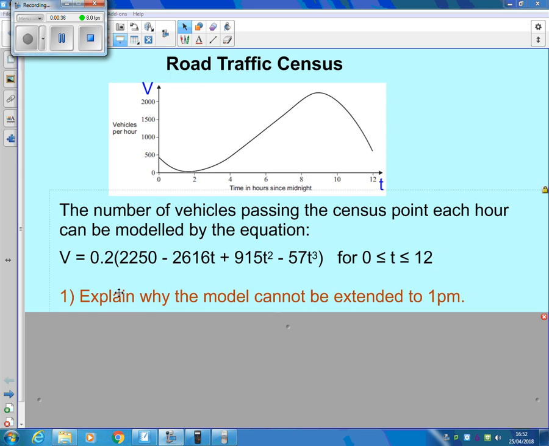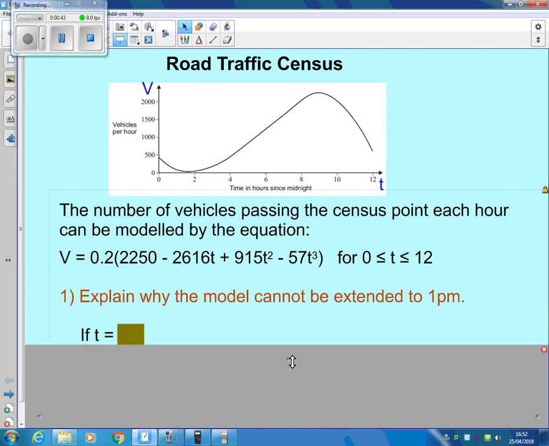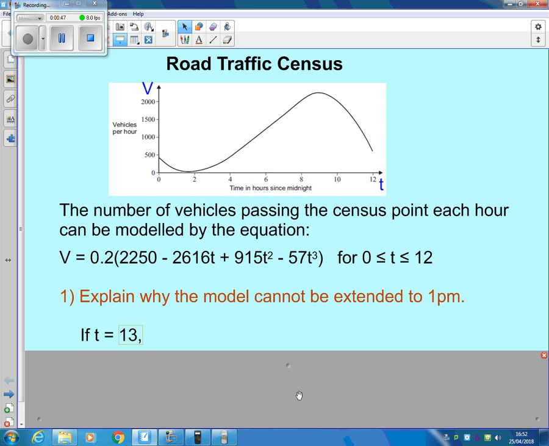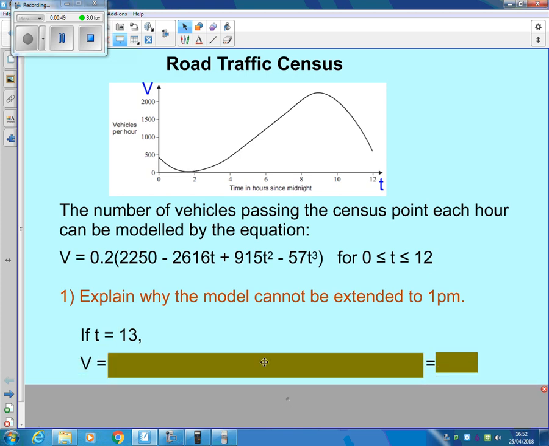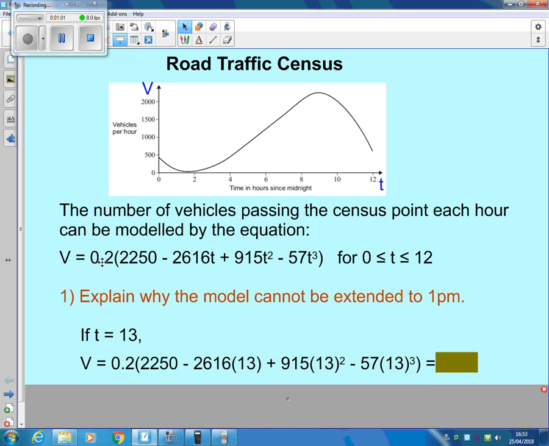And the question says, explain why the model cannot be extended to 1 p.m. So the first thing we're going to do is say, what is T at 1 p.m.? That's quite straightforward. 12 is 12 noon, so at 1 p.m., T is 13. We then need to say, what happens if we put T equals 13 into this? We've got to make it clear that we're substituting T equals 13. So I would write down the formula, but where I see a T, I'm putting a 13 in brackets. I just replace T by 13 each time.